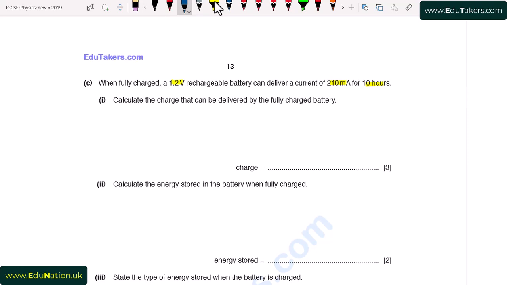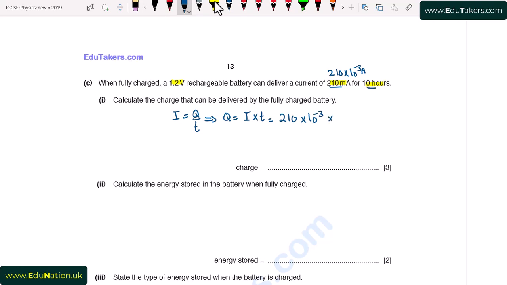So we know that current is the rate of flow of charge. Here we have to find the value of Q. It will be the product of current and time. The current is 210 milliamperes. First of all, we have to convert this into ampere. So I write 210 multiplied by 10 to the power minus 3 amperes, multiplied by time, which is 10 hours.